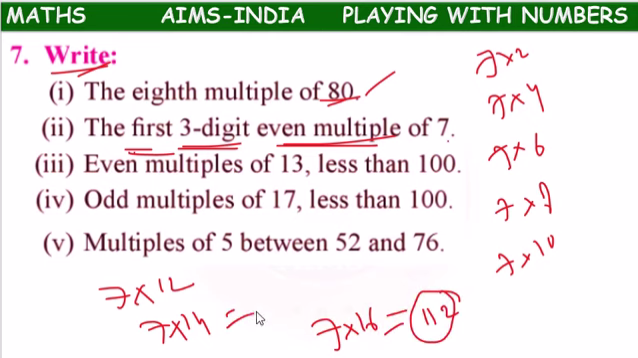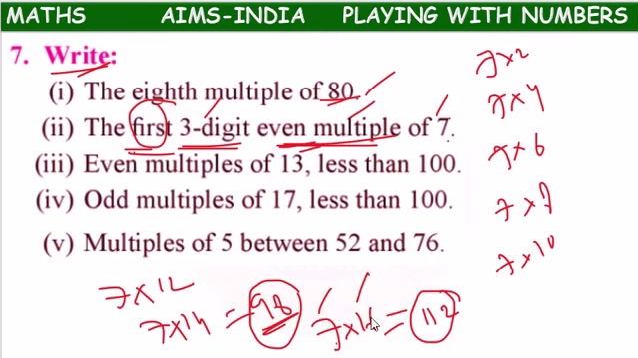112. Because up to here what we are getting? This is 98. This is a 2-digit number. But what they are asking? First 3-digit even multiple of 7. It should be a multiple of 7, and one more thing, an even multiple of 7, and it should be 3-digit.